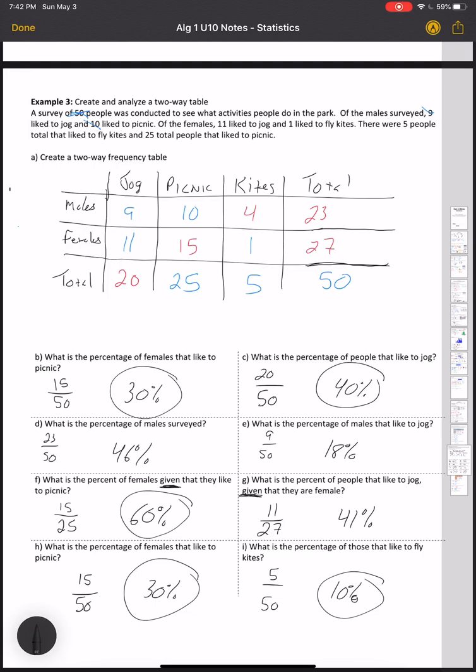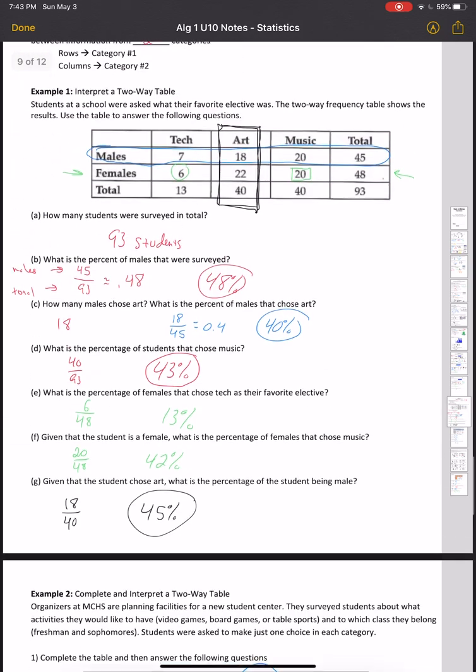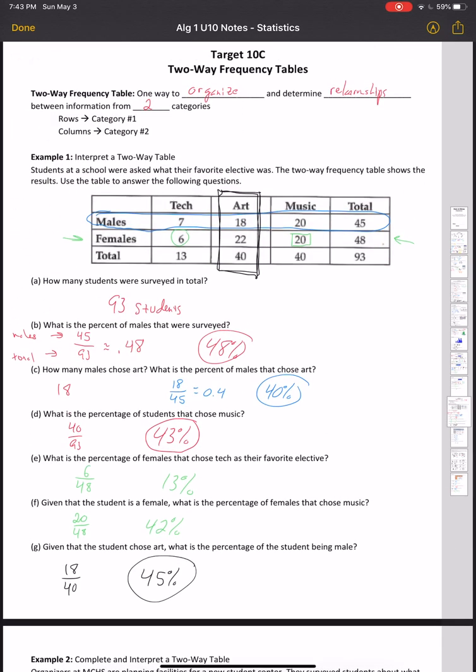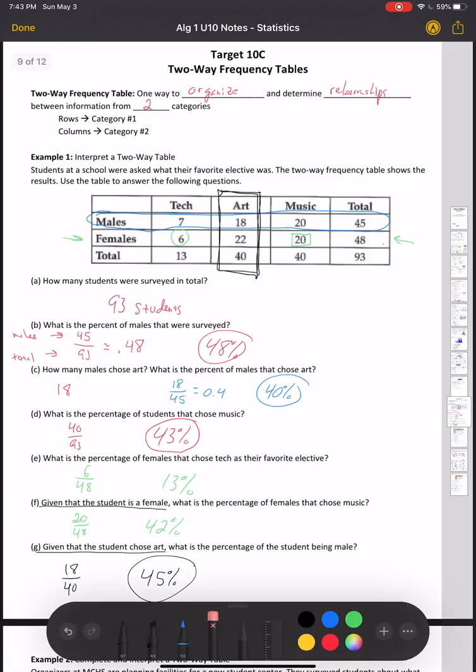If you read a sentence and it's assuming something, or it's telling you to narrow your look, like if I scroll up here, given that the student is a female, given that the student chose art, okay? One thing I made a mistake on was this one right here. This wasn't telling me that we were just looking at females. This is saying, what is the percentage of females that chose tech as their favorite? That's talking about everybody.